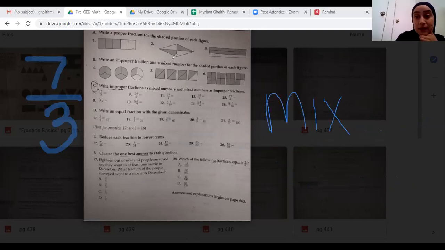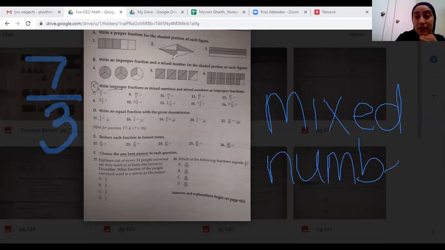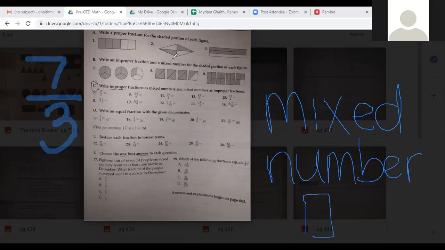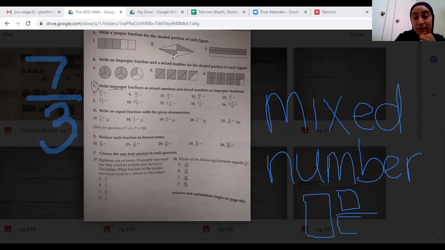Mixed number. Let me know if this is not clear or if you have any questions. Mixed number. This is where we're going to have a whole number and a fraction next to it. That's called a mixed number. So for example, 1 and 1/2.